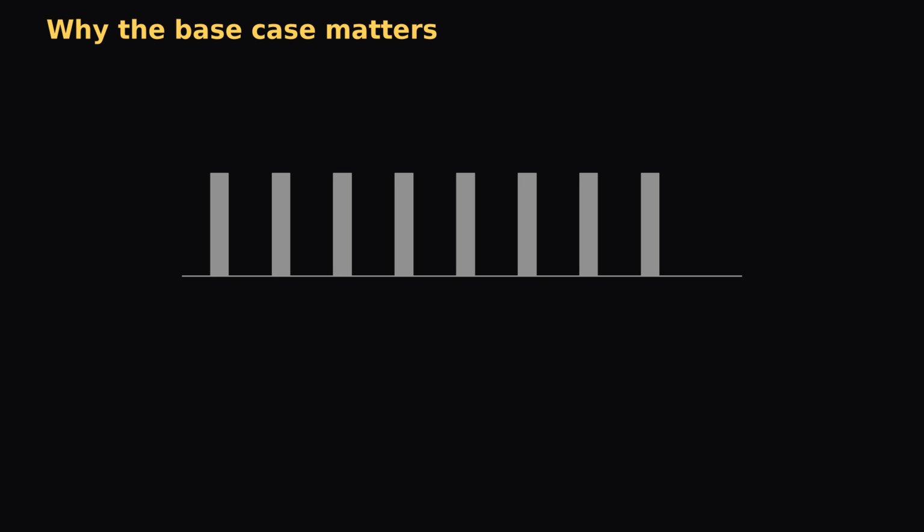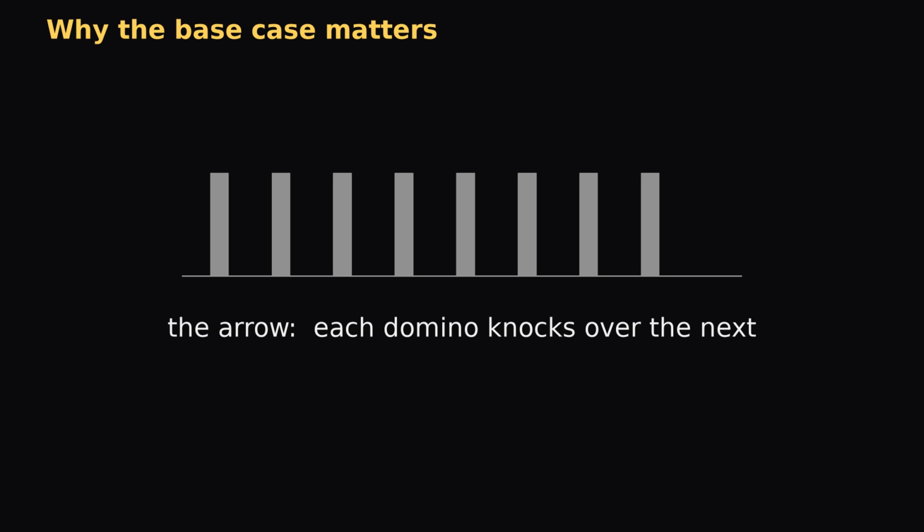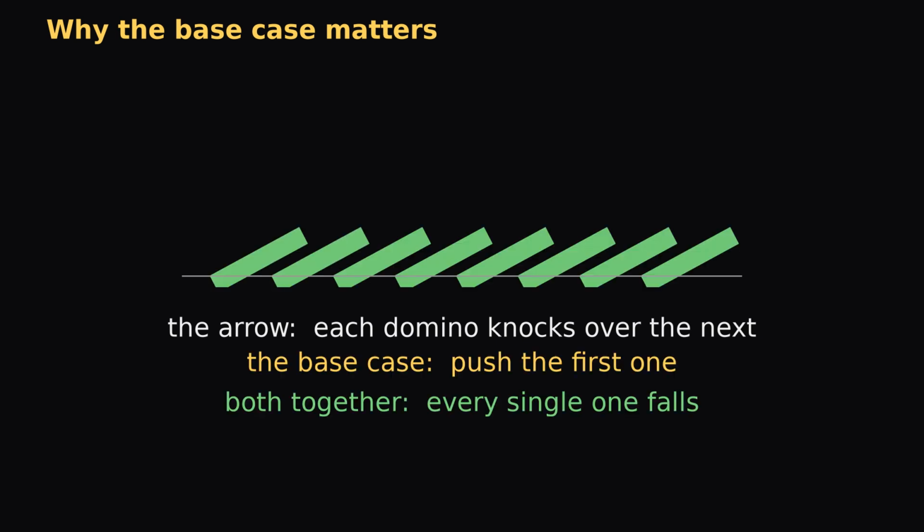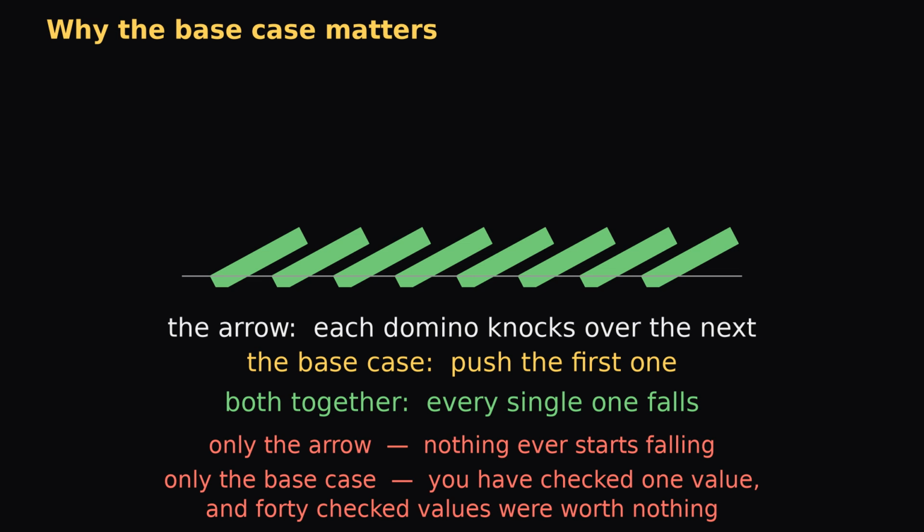Think of dominoes. The arrow says each domino knocks over the next one. The base case pushes the first one. You need both. With only the arrow, nothing ever starts falling. With only the base case, you have checked one value, and we just saw what 40 checked values are worth.